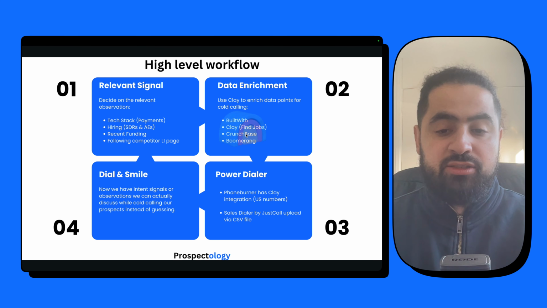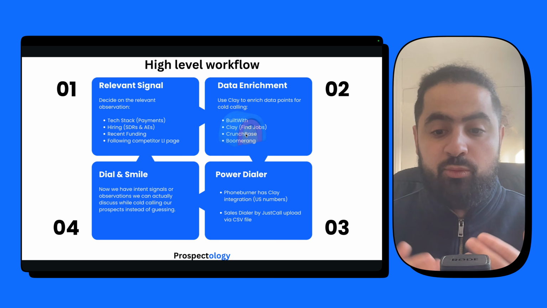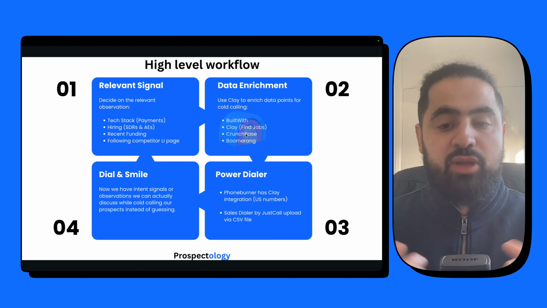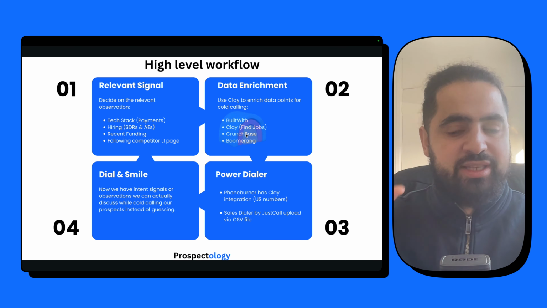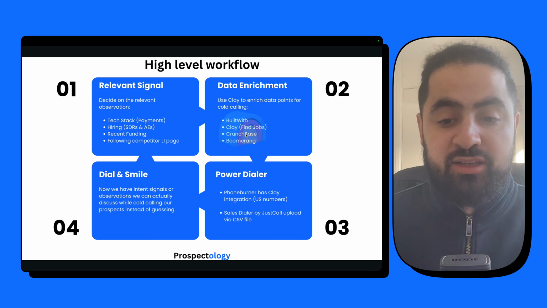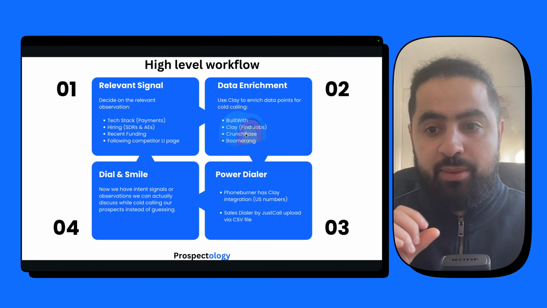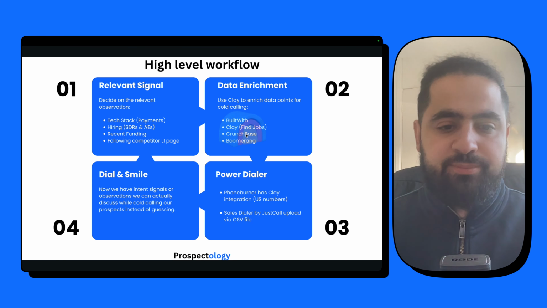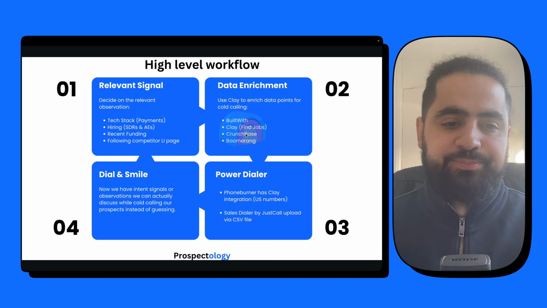But if I'm selling into the UK market or the EU market using US numbers, they don't actually enable you to have any UK number or EU number. It's going to look a little bit spammy, in my opinion. So I had to go through a number of different power dialers to see which one worked. In the end, Sales Dialer by JustCall does have a workflow for Clay. You can map it out via webhook. However, I just found it easier to do it via CSV file. And then lastly, we're going to dial and smile.